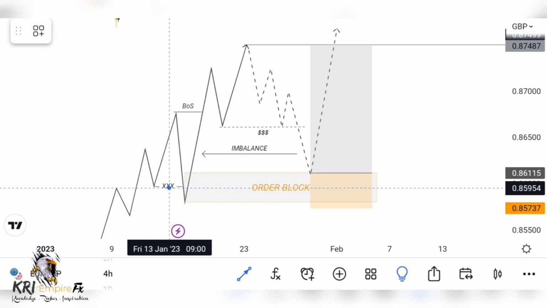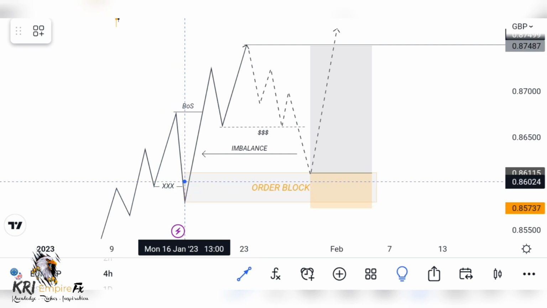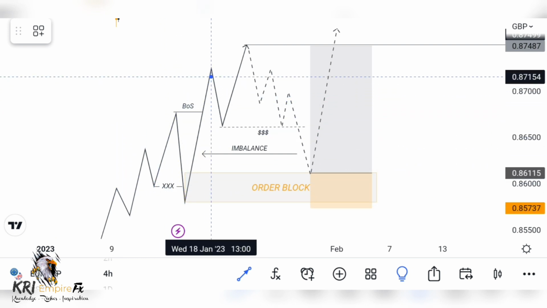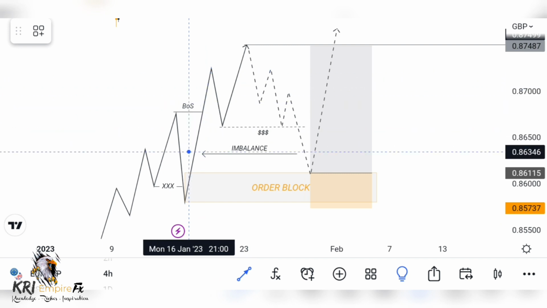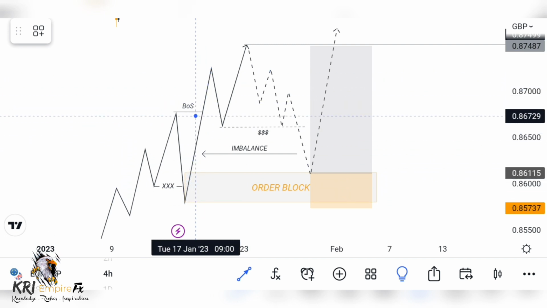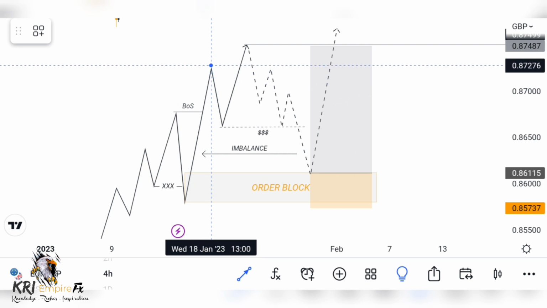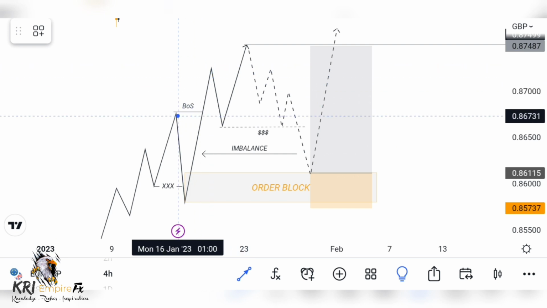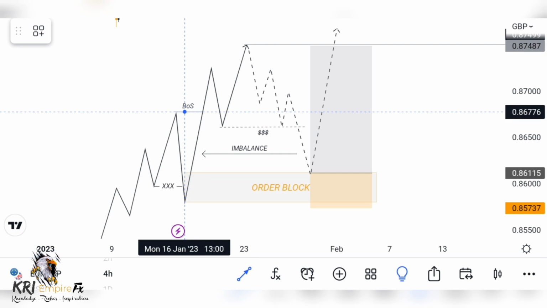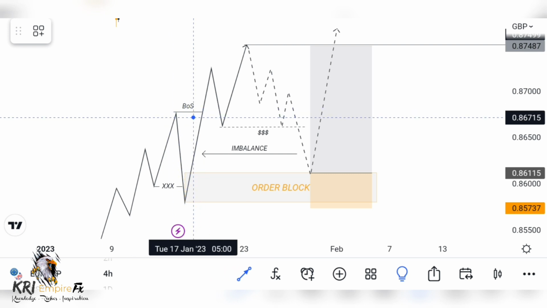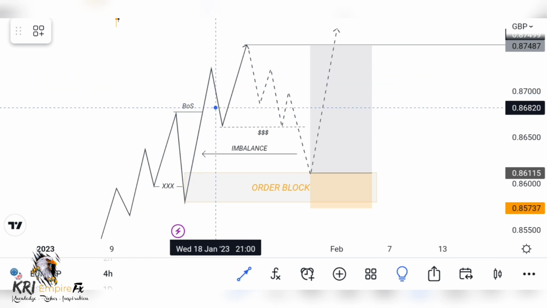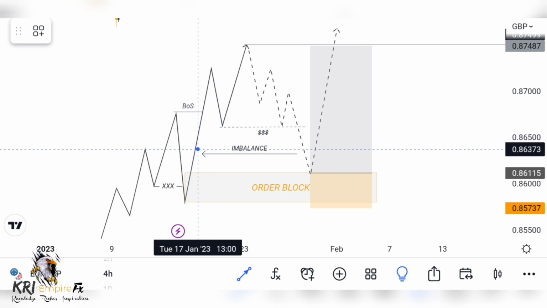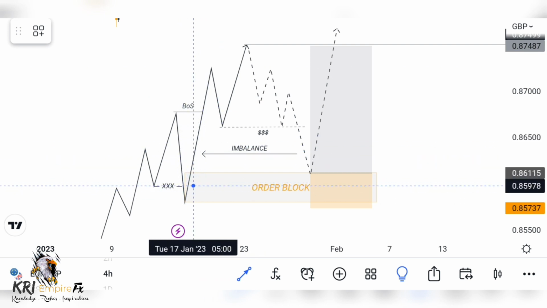It will take out this liquidity, and it will strongly make a push. Like in a bullish market, price will make a strong bullish move to the upside that will eventually break this structure, a structure like this, and after that it will leave an imbalance over here and a very clear order block around this place.